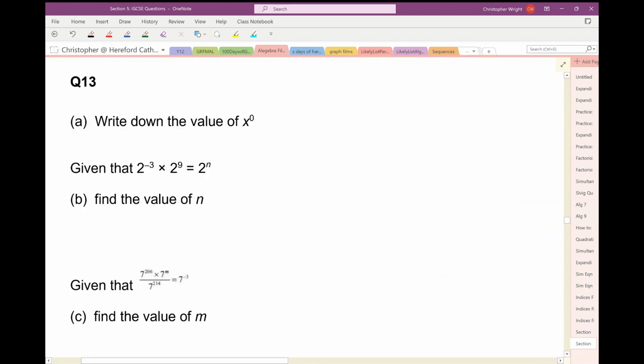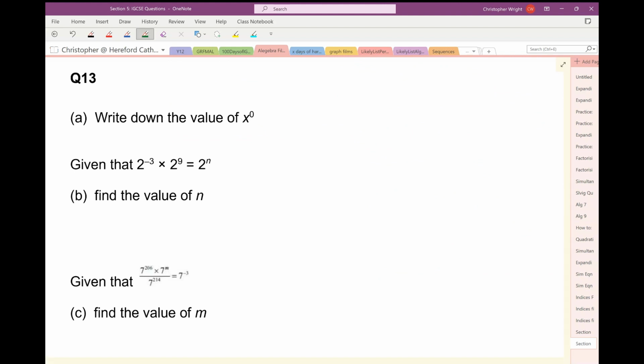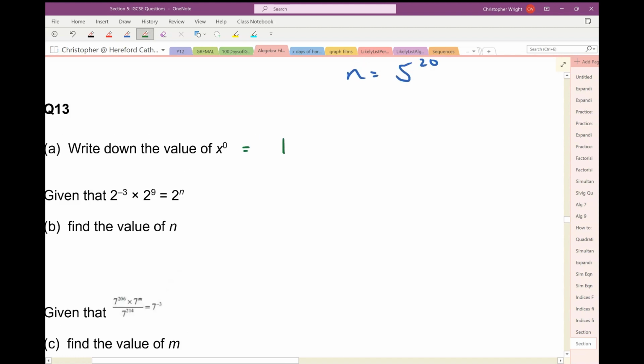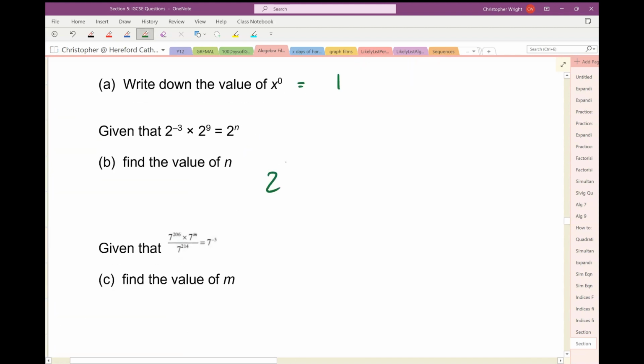Right, question 13. Write down the value of something to the 0. Answer, anything to the 0 is 1. Given that 2 to the power of minus 3 times 2 to the power of 9 equals 2 to the power of n, find the value of n. Well, 2 to the power of minus 3 multiplied by 2 to the power of 9 equals 2 to the power of 6. So n equals 6.